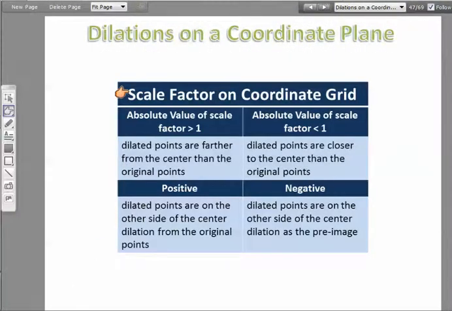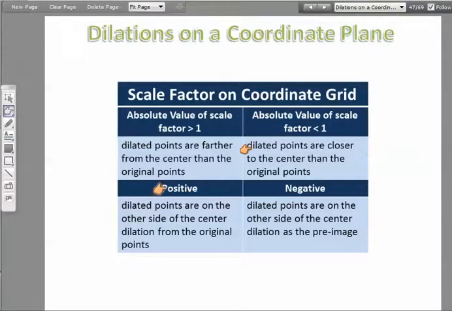Alright, so here's another table that you can use for your notes. If I have an absolute value of a scale factor greater than 1, the dilated points are further from the center of dilation than the original points. If it's less than 1, then the dilated points are closer to the center than the original points.